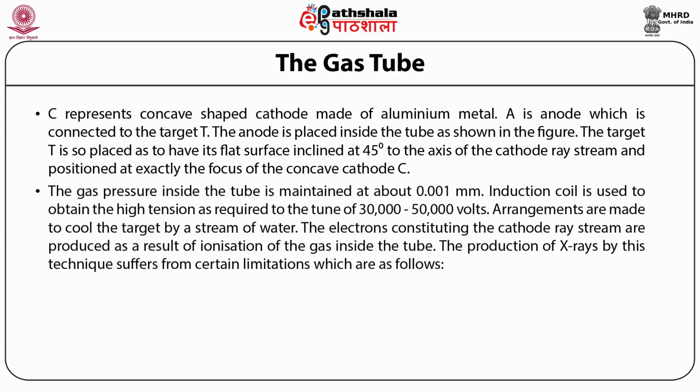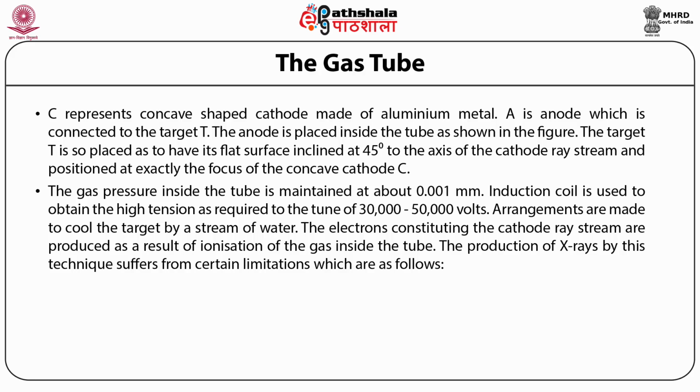The gas pressure inside the tube is maintained at about 0.001 mm. An induction coil is used to obtain the high tension as required, to the tune of 30,000 to 50,000 volts. Arrangements are made to cool the target by a stream of water. The electrons constituting the cathode ray stream are produced as a result of ionization of the gas inside the tube.